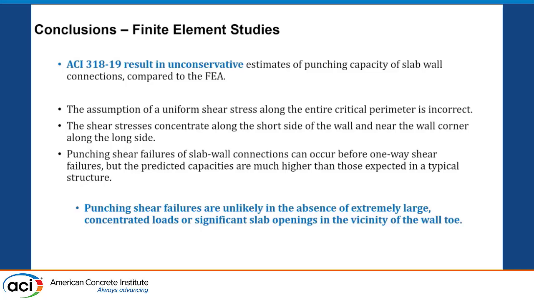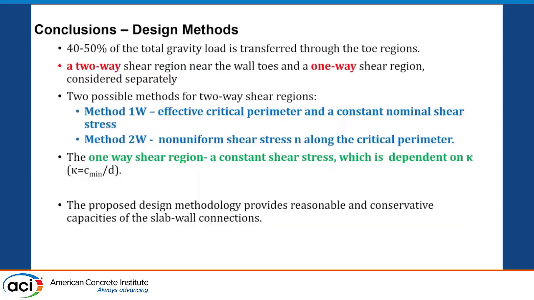The assumption of uniform stress along the entire critical perimeter is incorrect, but it was something we could feel. And punching shear is very unlikely to actually occur, I will just read the last one, in the absence of extremely large concentrated loads or significant slab openings in the vicinity of the wall toe. So that's why these connections are really not failing, but we should know why. And for the design methods, a lot of load, 50%, is carried in the toe regions.